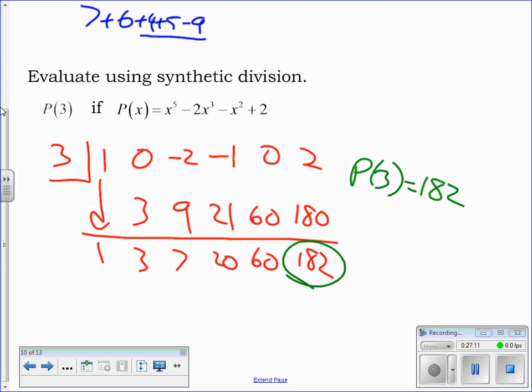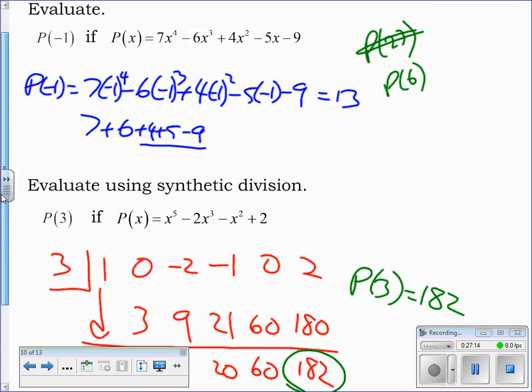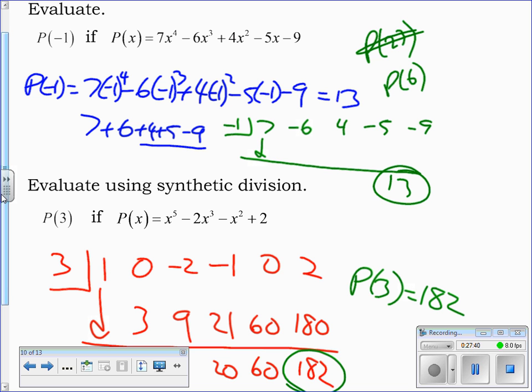If we were to go back up here and set this up and say, okay, I put -1, and then I have 7, -6, 4, -5, -9, and I do the whole thing, the number I get down here would be 13. That would be what I would evaluate. That's my evaluation. So it's an easy way. If I've got a complex number, this is an easy way of doing an evaluation of a polynomial. It only works with polynomials, but it is an easy way of evaluating polynomials.